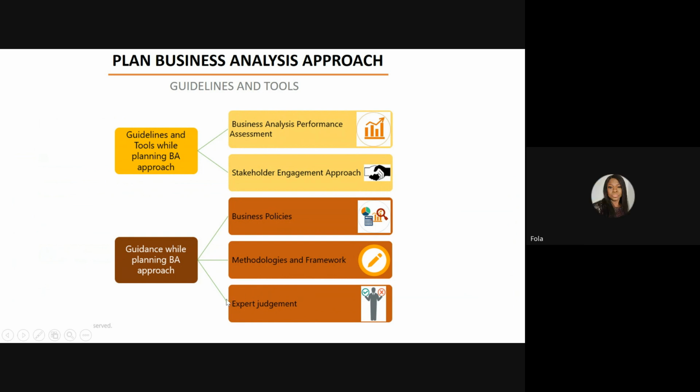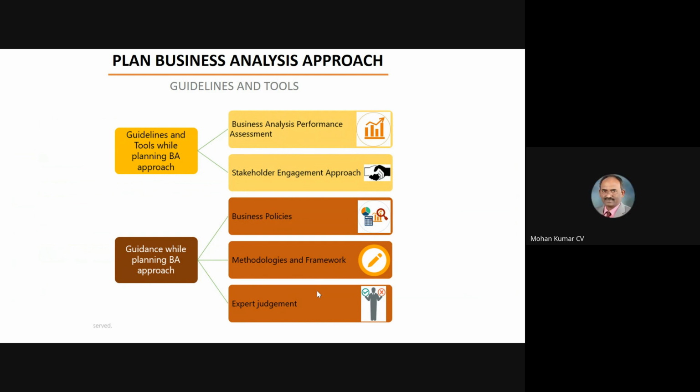I believe you will require expert judgment, especially when you're doing your requirements, designing the solution. Even before that, we are talking about the BA approach, how I want to do my planning. So you probably want to make sure you have expert judgment. It's going to be very useful when you're planning your activities and your tasks.